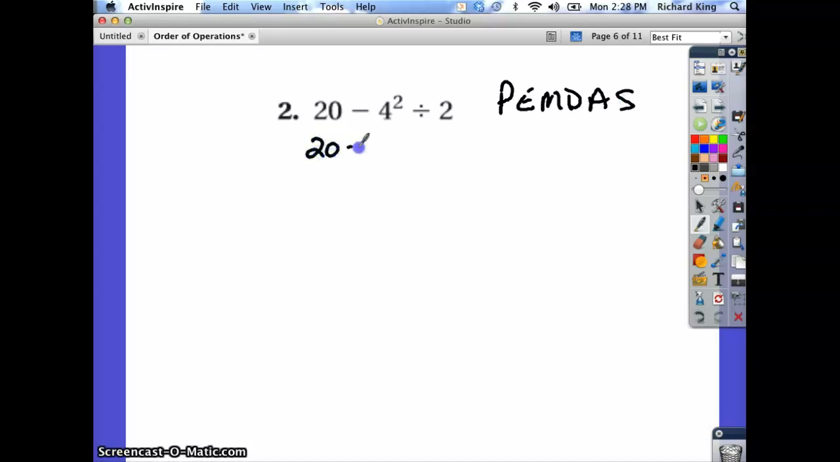So you write the rest of the problem like it is. Okay, 4 to the second power, which is 4 times 4, 16, and then divide it by 2. We want to do these one step at a time. So we finish with exponents, we move to multiplication. There's no multiplication, so go to division. There is division, so we'll do that before the subtraction. So you're going to have 20 minus 16 divided by 2 is 8. So that leaves subtraction. So 20 minus 8 is 12. Make sure again you do it one step at a time.